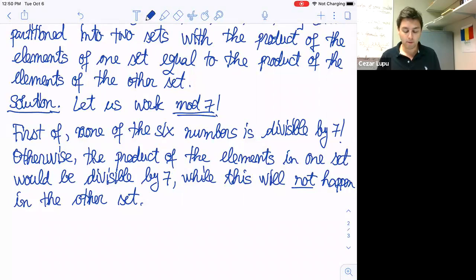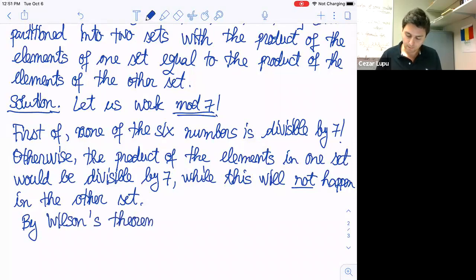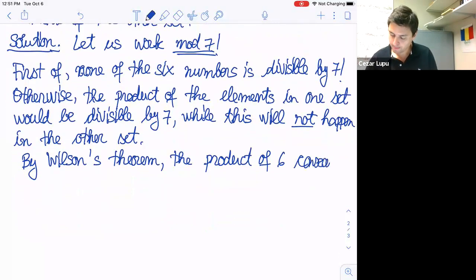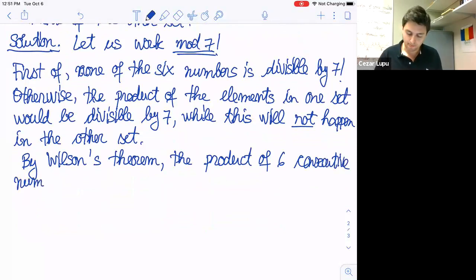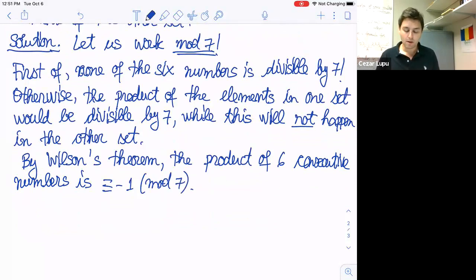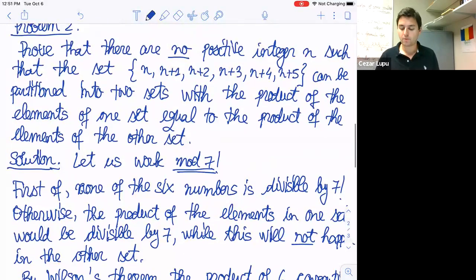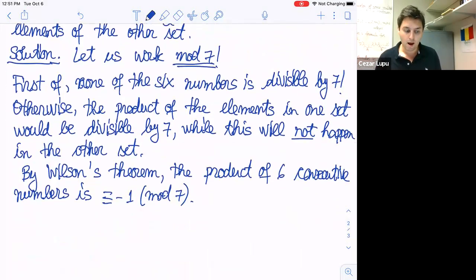Now let's see. By Wilson's theorem, the product of 6 consecutive numbers is congruent with -1 mod 7. So we decided we're going to work mod 7. And now keep in mind what we want to prove. We want to prove that there is no positive integer n such that this set can be partitioned into 2 sets such that the product of the elements in one is equal with the product of the elements in the other set. All right. And now what we're going to do is the following.